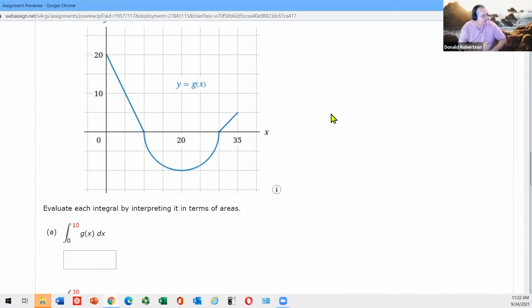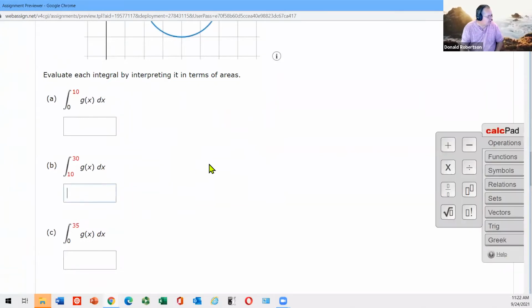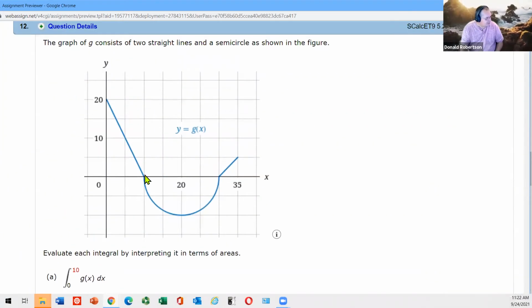So here we've got a guy here. If I asked you for the integral from here to here, which is this bottom piece, where does that start? 5, 10, 10 to 30, right? So which one would that be? Oh, it'd be this one here, right? From 10 to 30. Would you agree that's just half a circle?